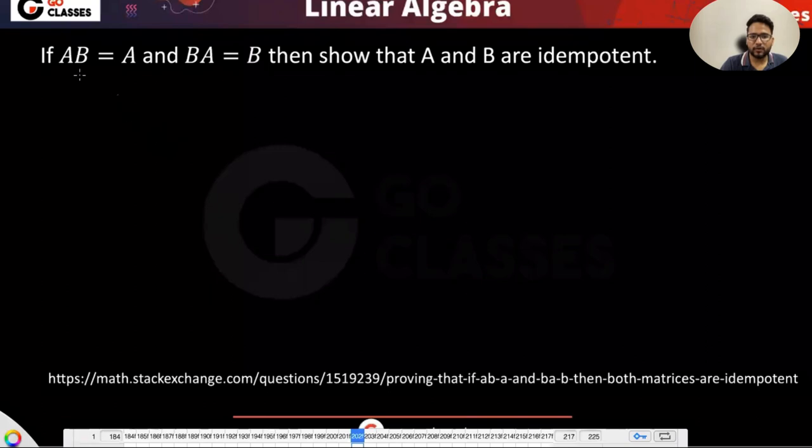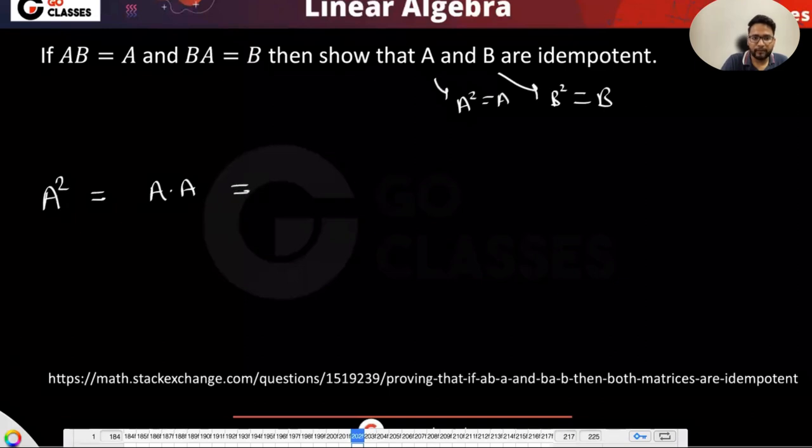Okay. Let's see the next one. They are saying show that if AB equal to A and BA equal to B, then A and B are idempotent. Idempotent means A square equal to A and B square equal to B. So I need to show this. Okay, let me start with A square, that is A into A, and let me write one of the A as AB.